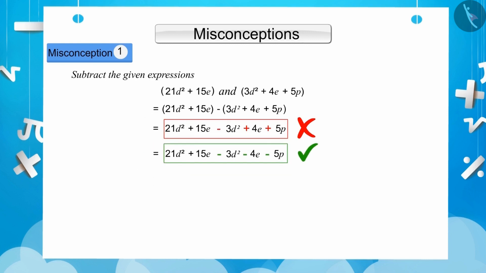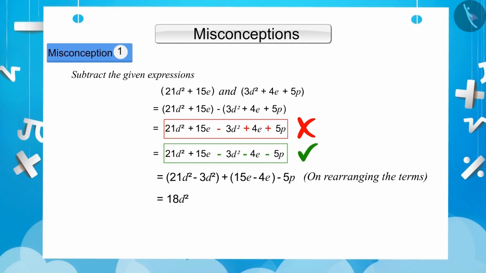Now the terms will be rearranged with the help of brackets. On doing so, we get (21d² - 3d²) + (15e - 4e) - 5p, which is equal to 18d² + 11e - 5p.